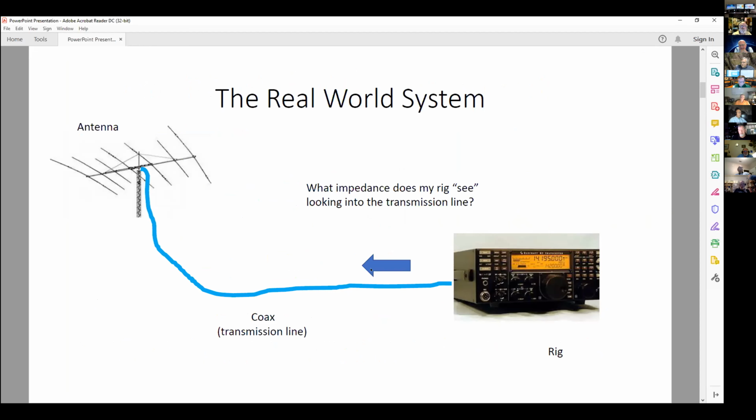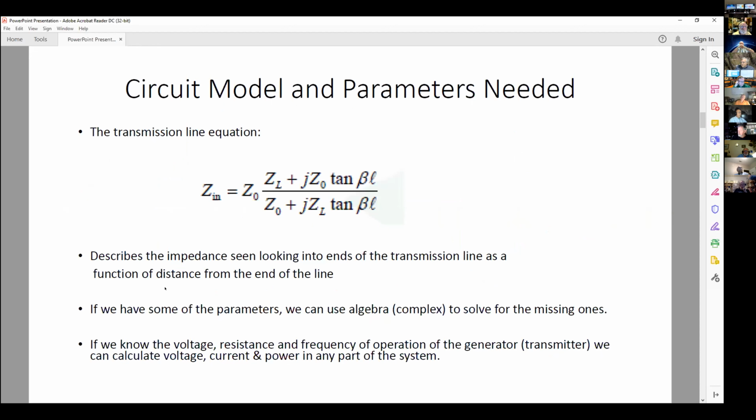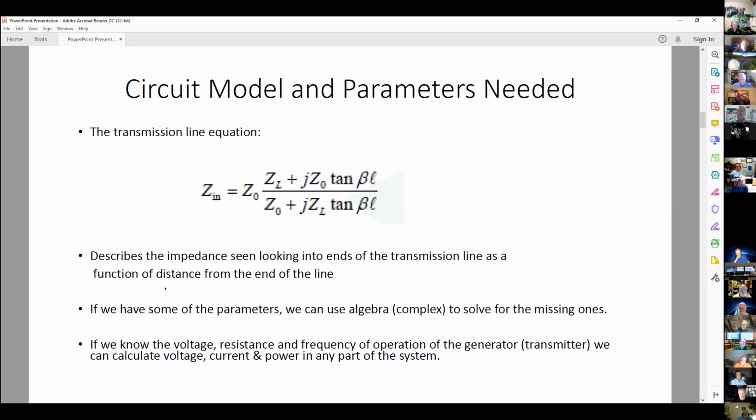In my little diagram here, if you can imagine yourself looking in the transmission line at the radio toward the antenna, that we're going to call Zn. And this equation tells you the value of Zn as a function of the length of the line. So in other words, if you're at the very end of the line next to the rig, you will see some value. And as you move toward the antenna, moving up that line, that value will change until you get to the antenna, and you will have another value there. So the length of the transmission line is important in determining what impedance the radio sees.